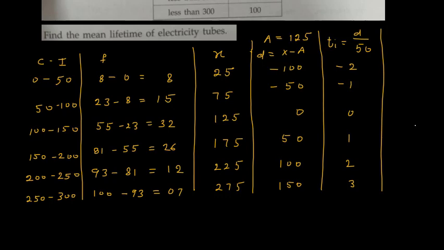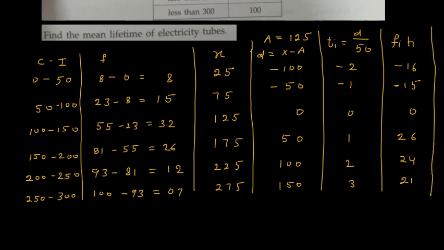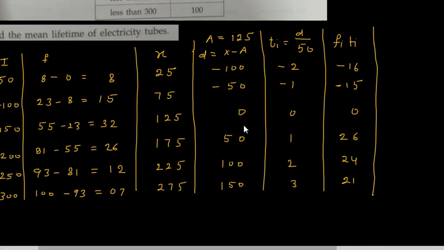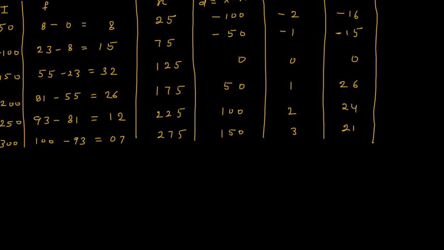Now fi into ui, or f into u. 8 into minus 2, it is minus 16. 15 into minus 1, it is minus 15. Then 32 into 0 is 0. 26 into 1, 26. 12 into 2, 24. And 7 into 3, 21. If you are doing this by the direct method, then comment below how much time you take to solve the problem. Okay. So it will give everyone an idea of which is the right method.